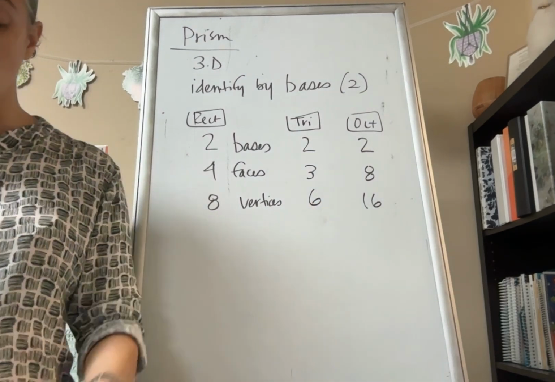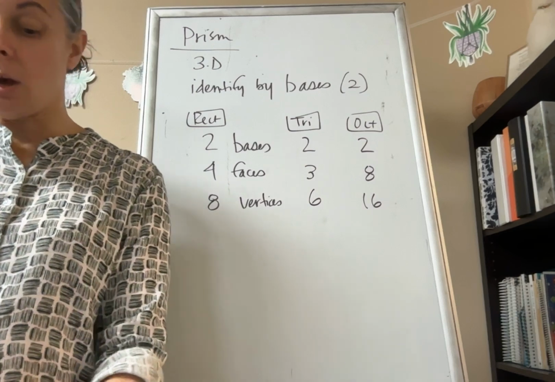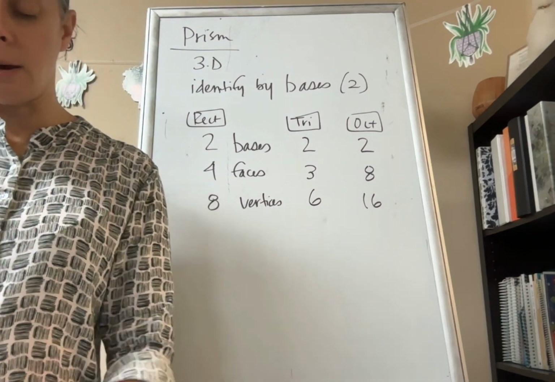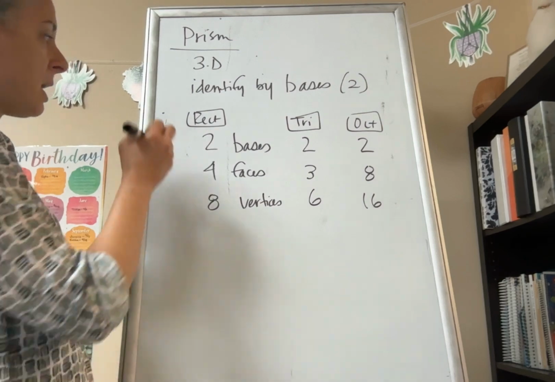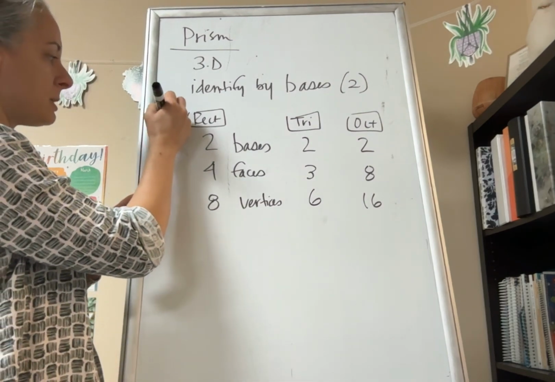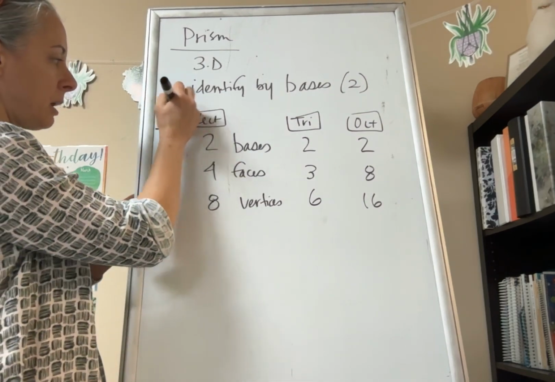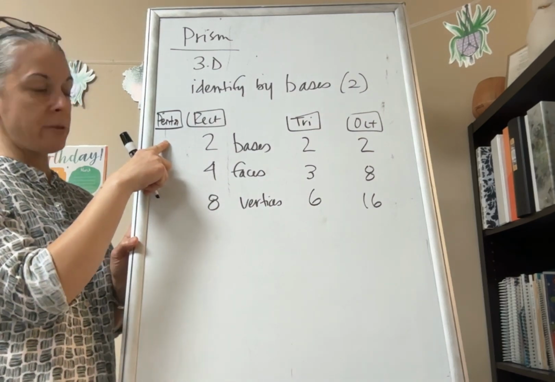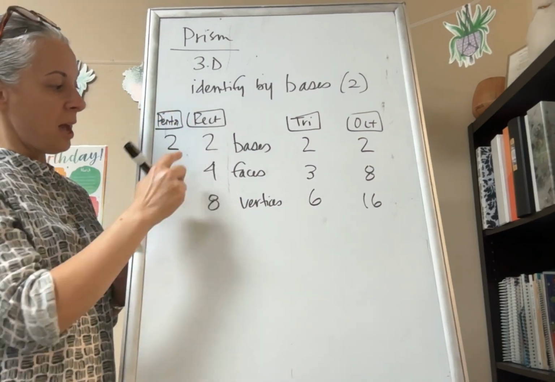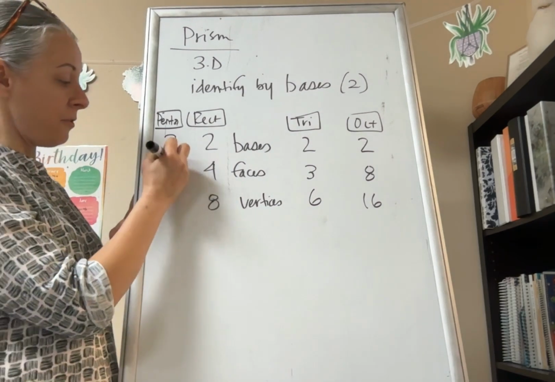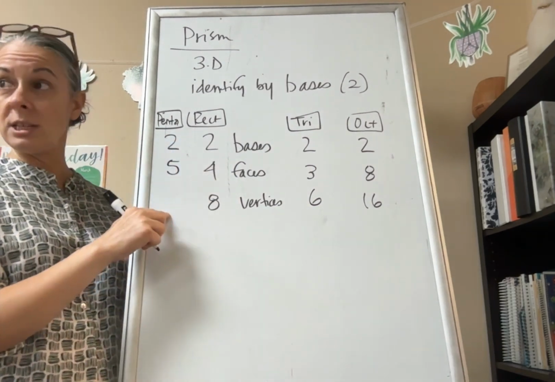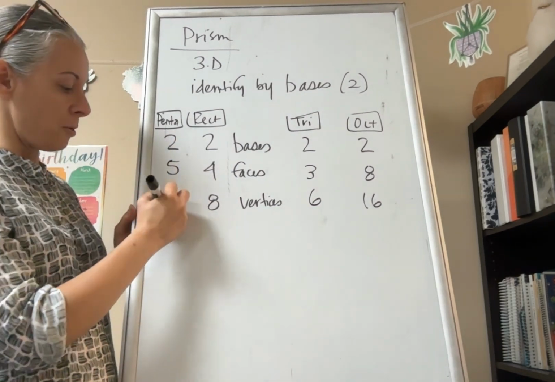Okay? So let's do one that we don't have an actual shape for. What if we have a pentagonal prism? Okay, how many bases will we have? Two. How many faces? How many sides on a pentagon? Five. So that means how many vertices? 10, because we double that.